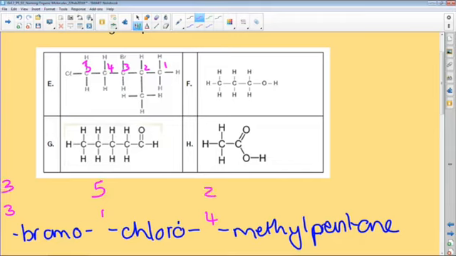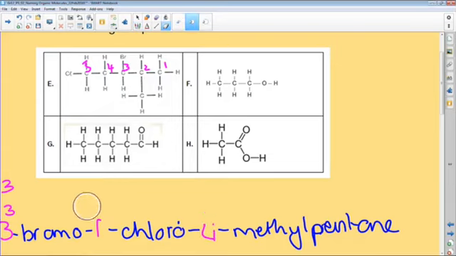So now when we look at this, we go, well, actually, the problem here is that this is 3 plus 5 plus 2, that's 10. The bottom option, if I go from left to right, is 3, 1, and 4. 3, 1, and 4 is a much better option. So this becomes 3 bromo, 1 chloro, 4 methyl.